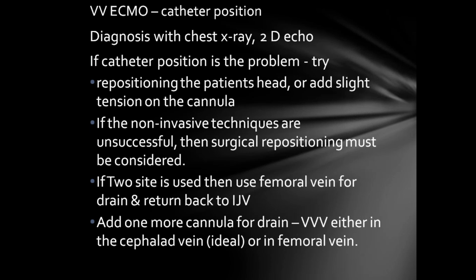How do you diagnose it? With the help of X-ray chest and 2D echo, and then you can get to know whether your catheter or your cannula has moved or not. And what we do is, if catheter position is the problem, try repositioning the patient with the cannulas. Okay. So you can give some position to the patient, and if in that position the cannula remains stable and recirculation decreases, that's fine. Or you have to change the cannula position. If that does not help, then you have to go for one additional cannula, VVV cannula, and ideal for VVV is the cephalic vein.